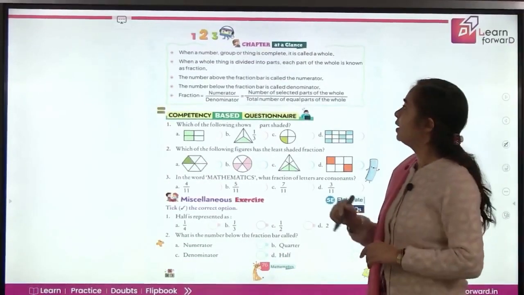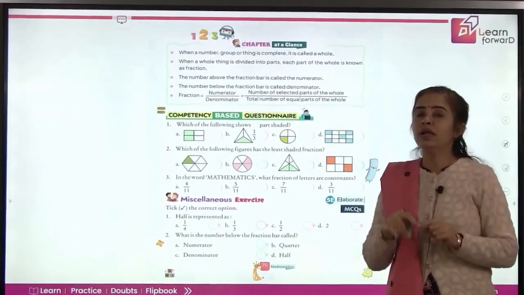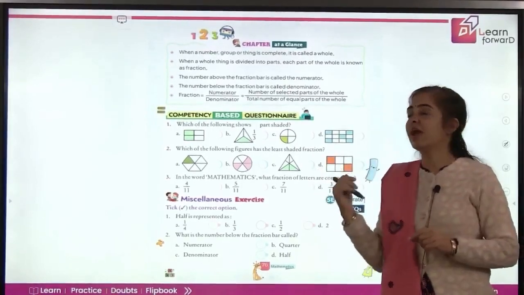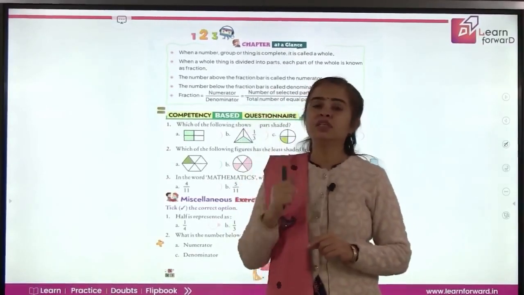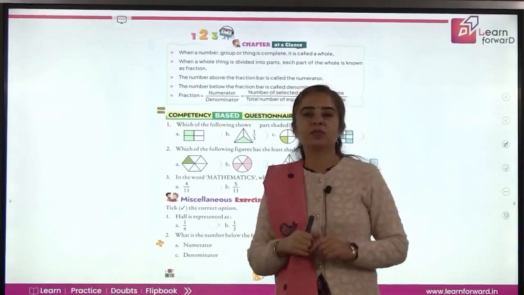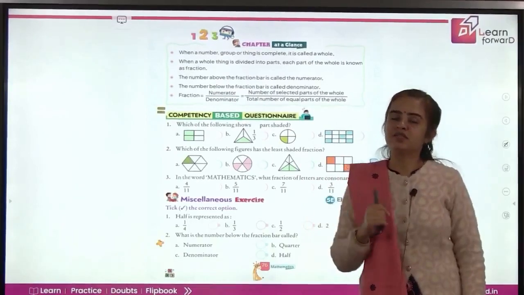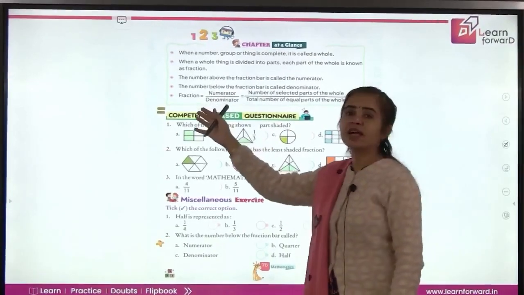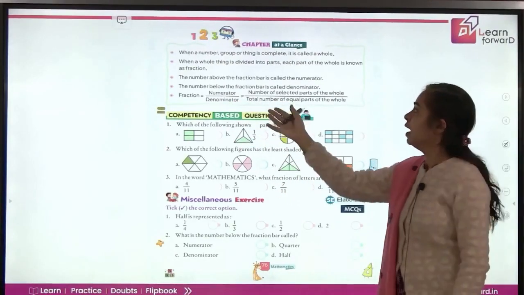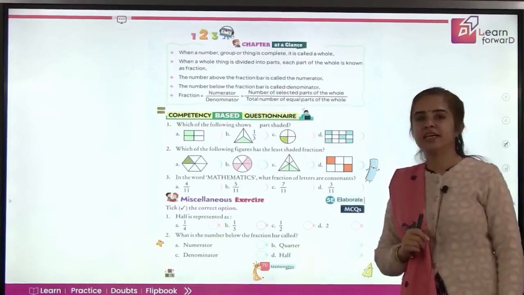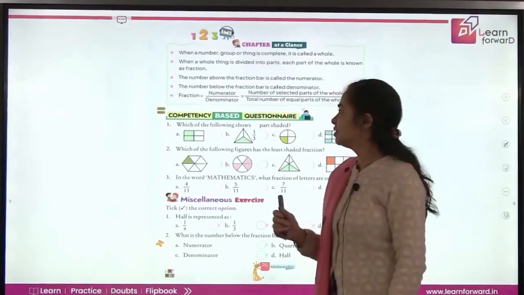Now, here's your chapter at a glance. When a number, group or thing is complete, that is called a whole. And when you divide it into equal parts, you get a fraction of it. When you write a fraction, there is a fraction bar. The number above it is called the numerator. Below the fraction bar is your denominator. It's easy to remember: D is for down, D is for denominator. So a fraction is numerator upon denominator, where denominator means total parts of anything and numerator is the number of selected parts only. So here you have competency based questions for the little learners.